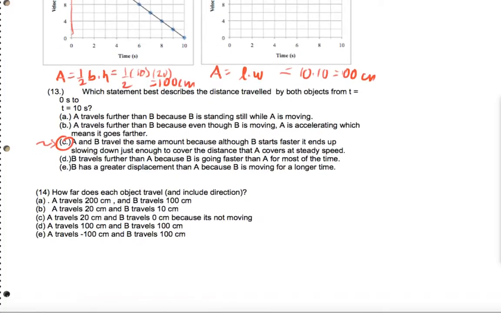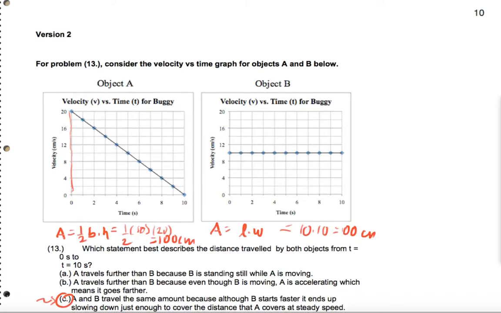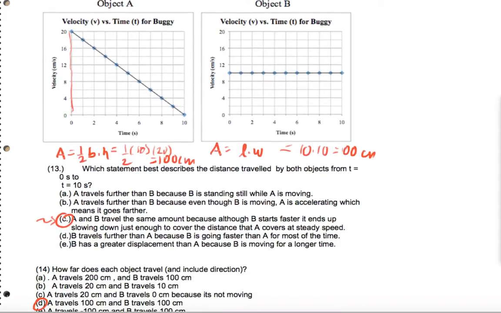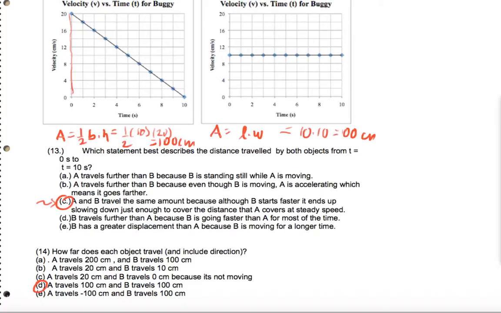For number 14, we actually just calculated. They each travel 100 centimeters forward. So that's it for 13 and 14, and in the next video we will finish up the multiple choice section.